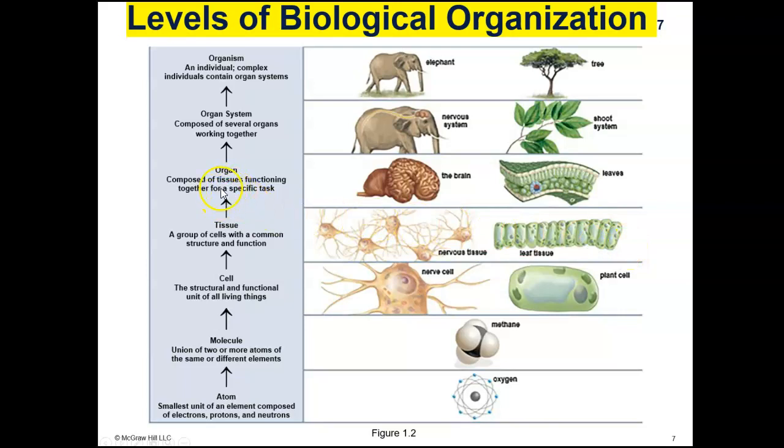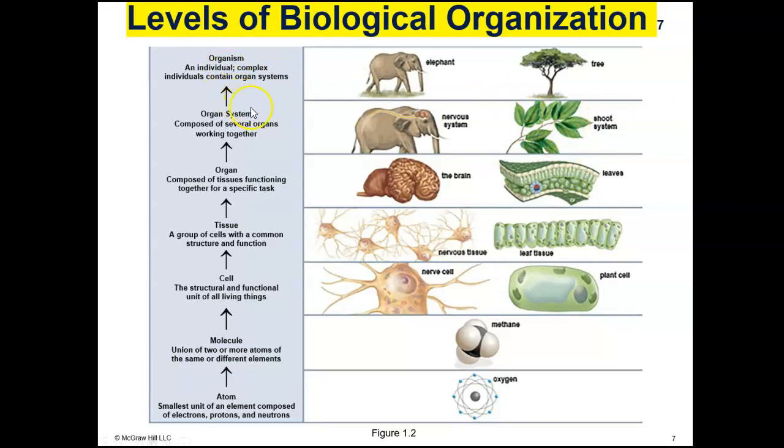Then tissues combine to make up organs. Here you're seeing an example in the animal. The organ is the brain, and an example of an organ in a plant is a leaf. Groups of organs combine to make organ systems. Here you're looking at the nervous system in this elephant and the shoot system, which is the organ system which includes everything above the ground in this plant.